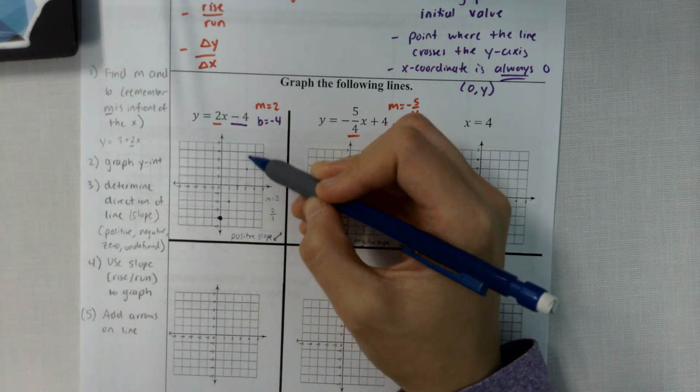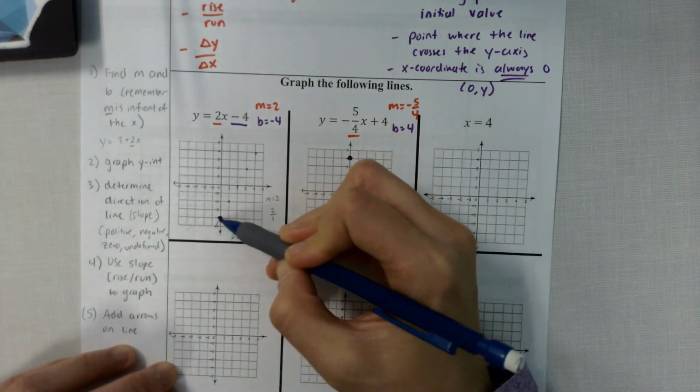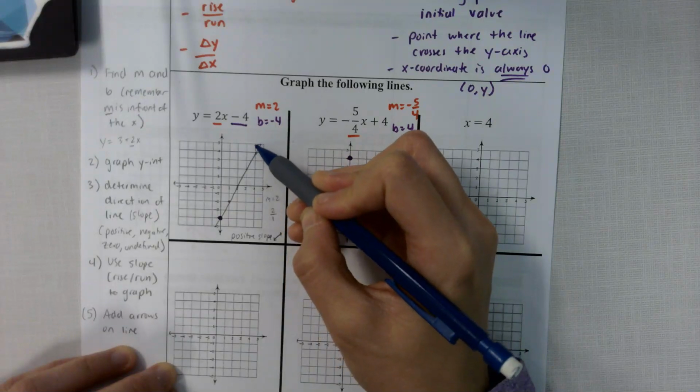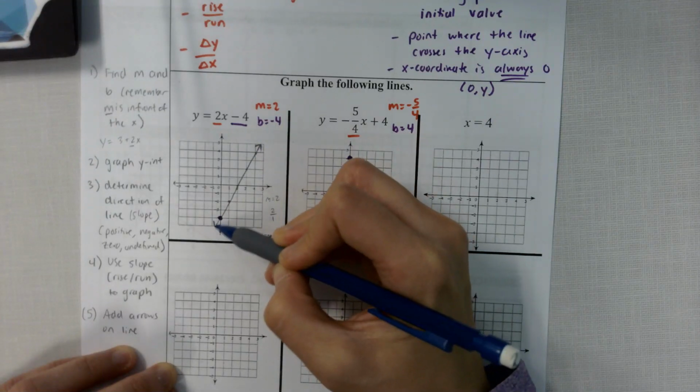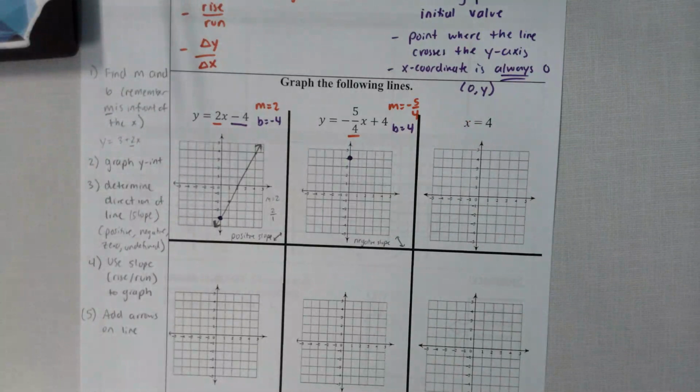Rise 2, run 1. Rise 2, run 1. And then we just connect that line to the best of our ability. And we add those arrows. And that's it. We graphed it.